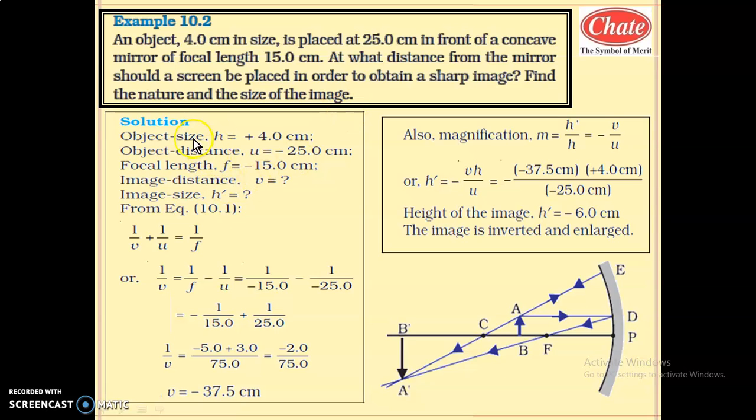So let us write about this. Object size: the object is always considered above the principal axis and erect in position. So H is plus 4. Here the object distance U is minus 25 centimeter. Here the focal length F is equal to minus 15 centimeter. Here we have to find V, and also H dash.